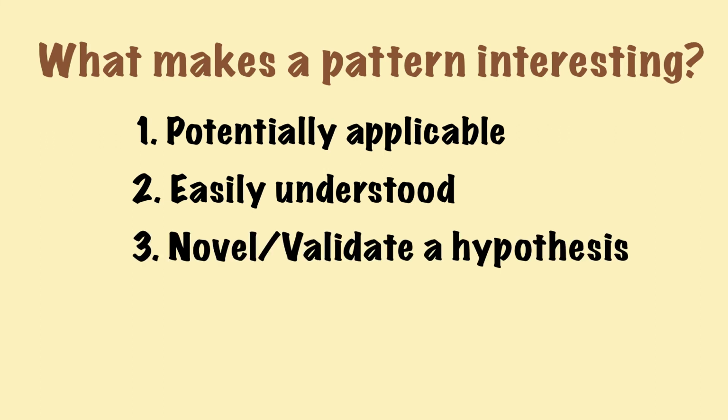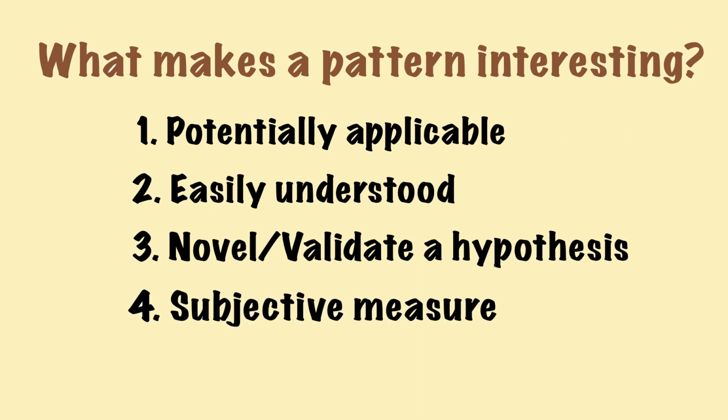Third, it should be novel or validate a hypothesis. For example, we may suspect apple and guava are often sold together, and we can confirm our suspicion by generating the association rules. Also, anything that is of your interest can be considered as interesting, so it all links back to what you want to get in the beginning.